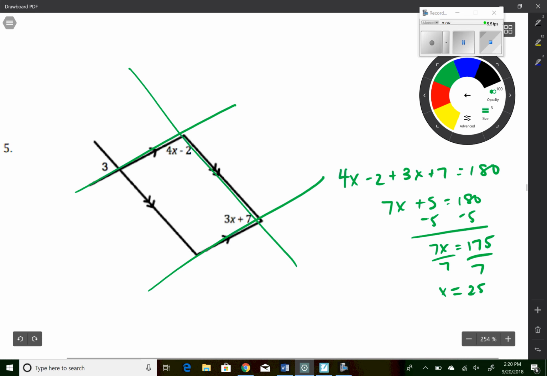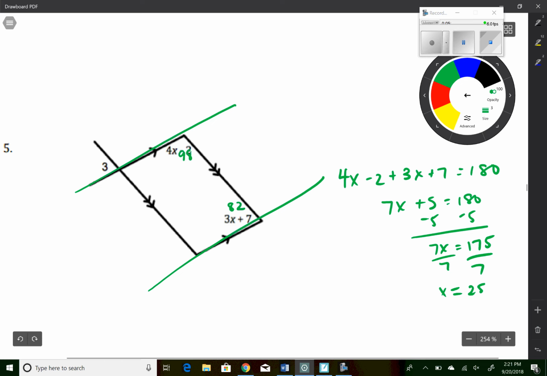Now, if x is 25, I can say this is 3 times 25 minus 7, which is 68. I can say 4 times 25 minus 2, which is 112. No, this is not 68. It's 75 plus 7; I subtracted 7 like a crazy person. This should be 82. And then this should be 98.